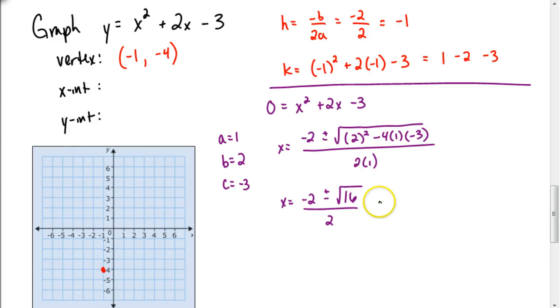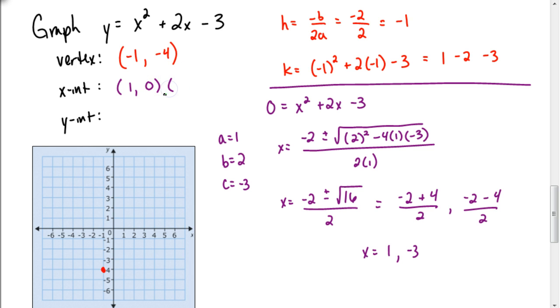So the square root of 16 is 4, so we'd end up with negative 2 plus 4, all divided by 2, and negative 2 minus 4, all divided by 2. So your x-intercepts are going to be, well, negative 2 plus 4 is 2, and 2 divided by 2 is 1, and your other x-intercept is negative 2 minus 4, which is negative 6, and negative 6 divided by 2 is negative 3. So your x-intercepts would be at the points 1, 0, and negative 3, 0. Let's graph those. 1, 0, negative 3, 0.